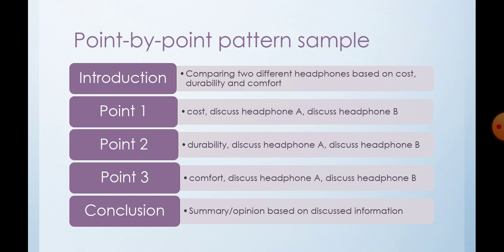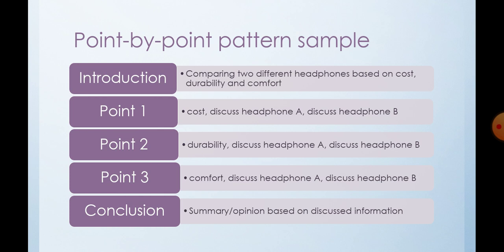We need to write about two different headphones. In this case, the points could be cost, durability, and comfort. So the introduction paragraph talk about these two headphones where there are some differences in their cost, durability, and comfort. Then in point 1, we discuss about the cost of each headphone. Which one is cheaper than the other, or whether they have the same price. In point 2, we discuss about the durability of each headphone, and in point 3, we discuss about the comfort we can get from each headphone. Then at the end of the paragraph, we make a summary of both headphones.